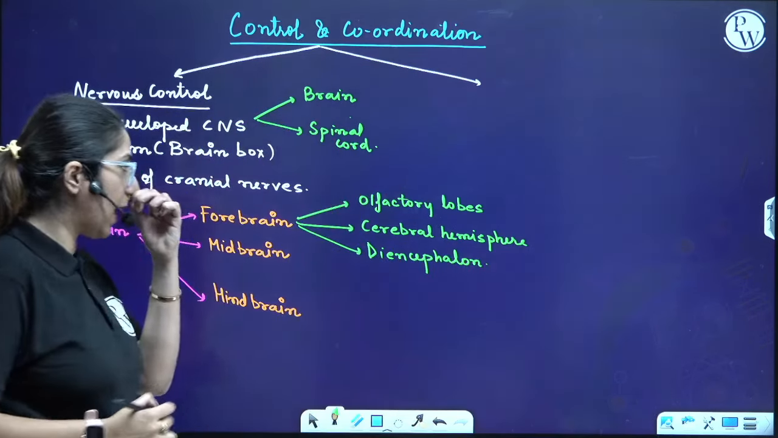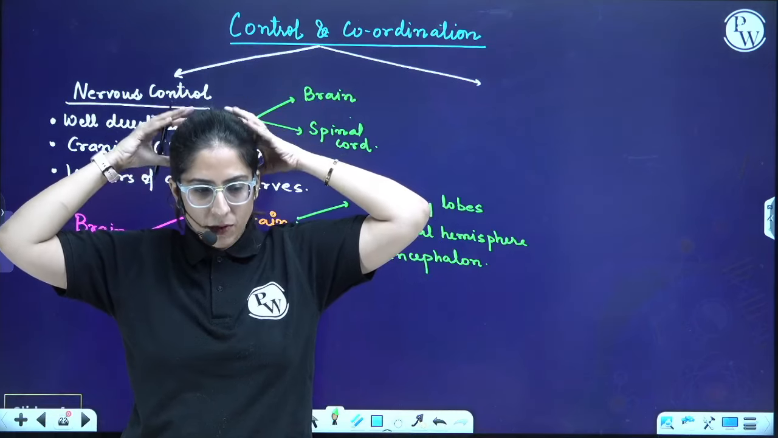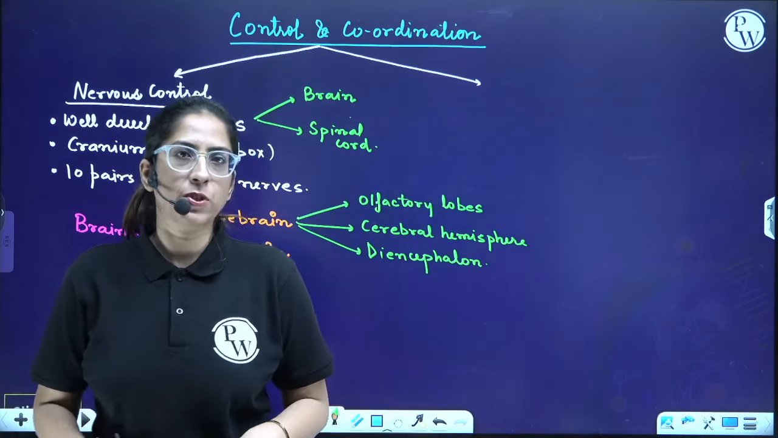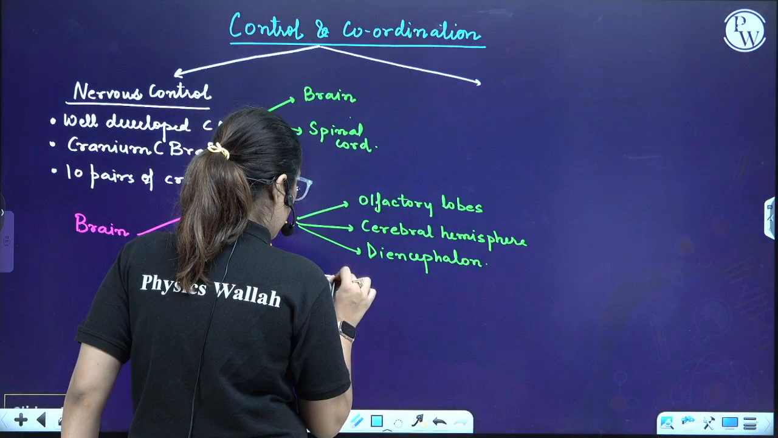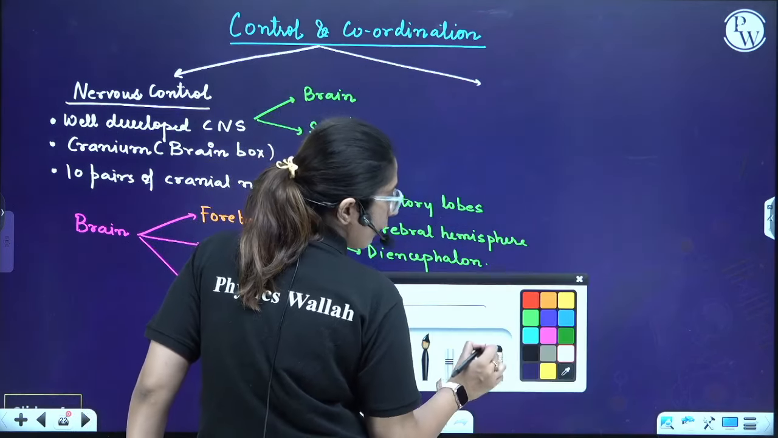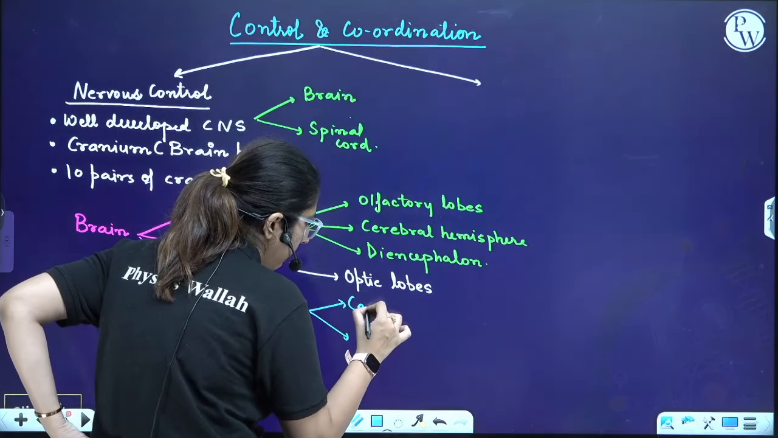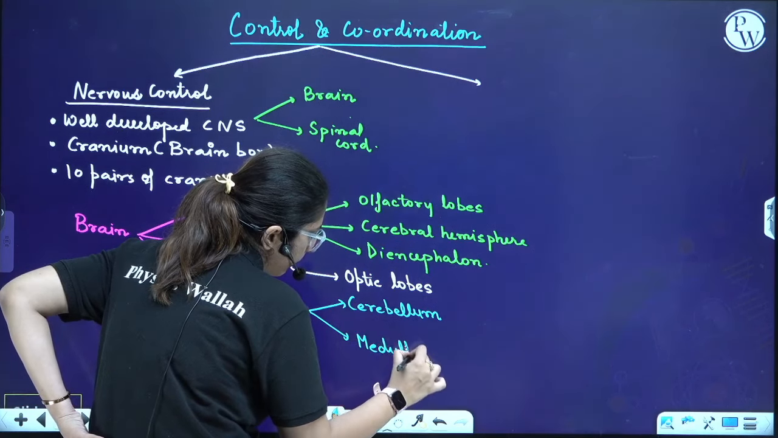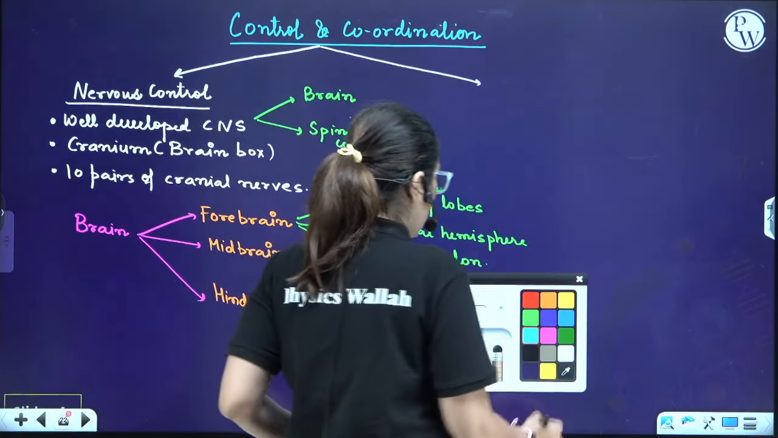They have a well-developed diencephalon. In our case, we have done that in neural control and coordination. Remember, guys, the two cerebral hemispheres are joined by a band of nerve fibers termed the corpus callosum. Here, the corpus callosum is absent. The midbrain further differentiates into two optic lobes. When we talk about the hindbrain, here the cerebellum and the medulla are present. See, everything is so well developed. Let's talk about the chemical coordination.